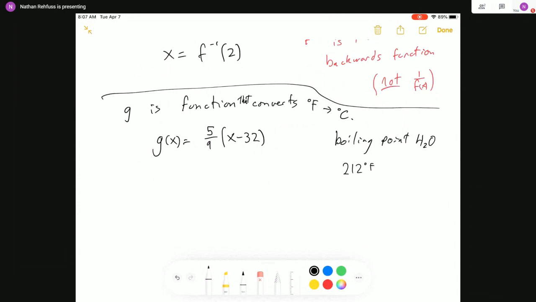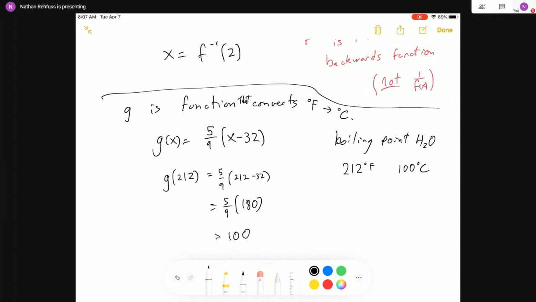And I also know that Celsius is a little more sensible. It sets the boiling point at 100. So if I plug 212 into this function, I'll get 5/9 of 212 minus 32. So first I do what's in parentheses. This is 5/9 of 180. And then 180 divided by 9 is 20, multiplied by 5 is 100.